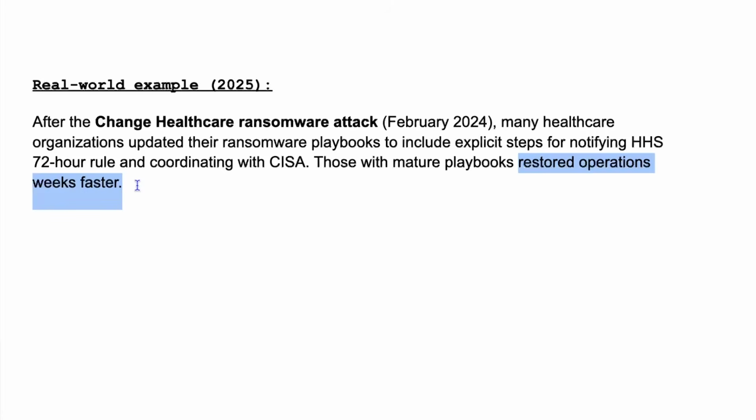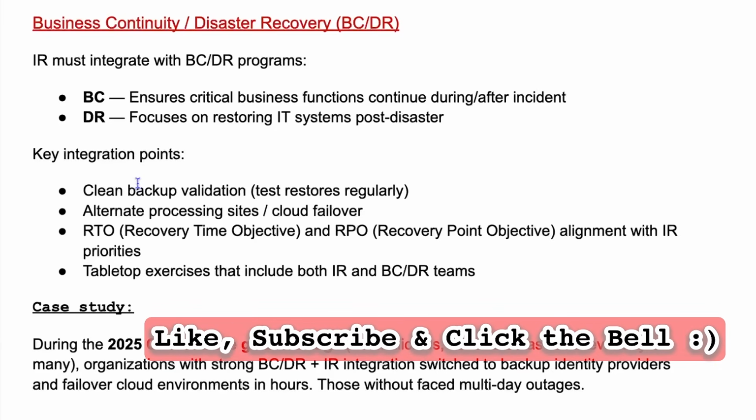But the MGM Grand example is a classic case of an organization that did not have the proper incident response plans in place. They didn't have the proper playbooks in place, and so they suffered losses as a result of it. Okay, moving on to business continuity and disaster recovery.